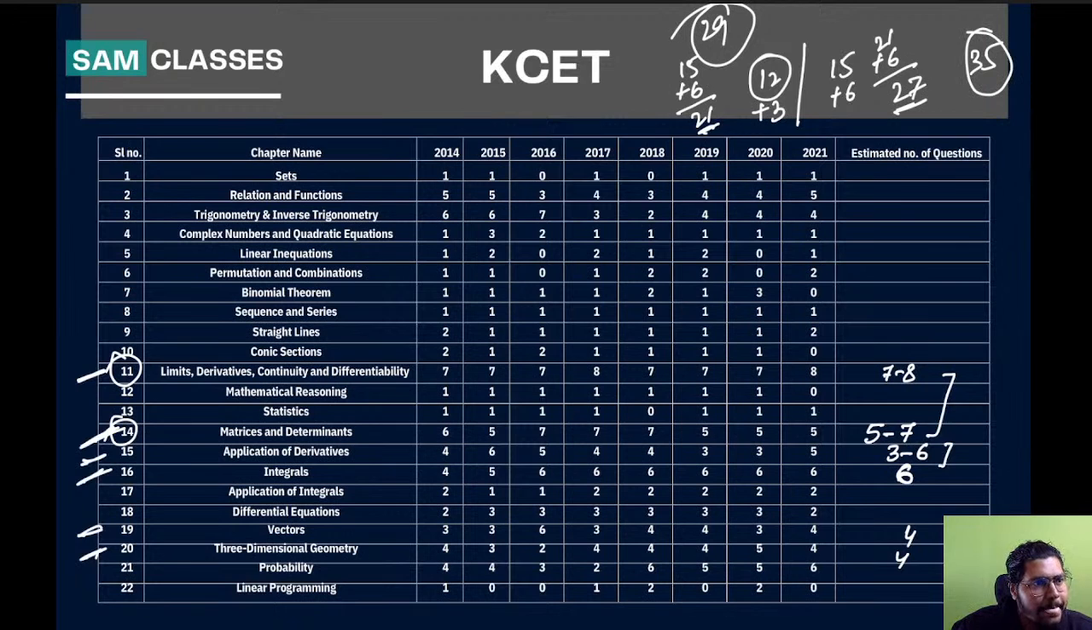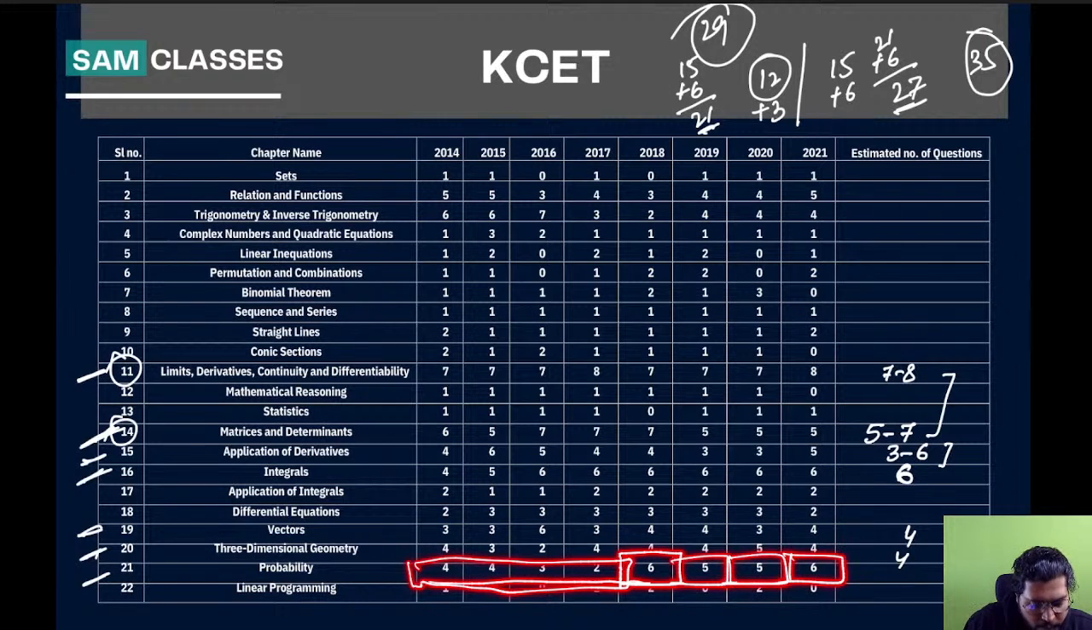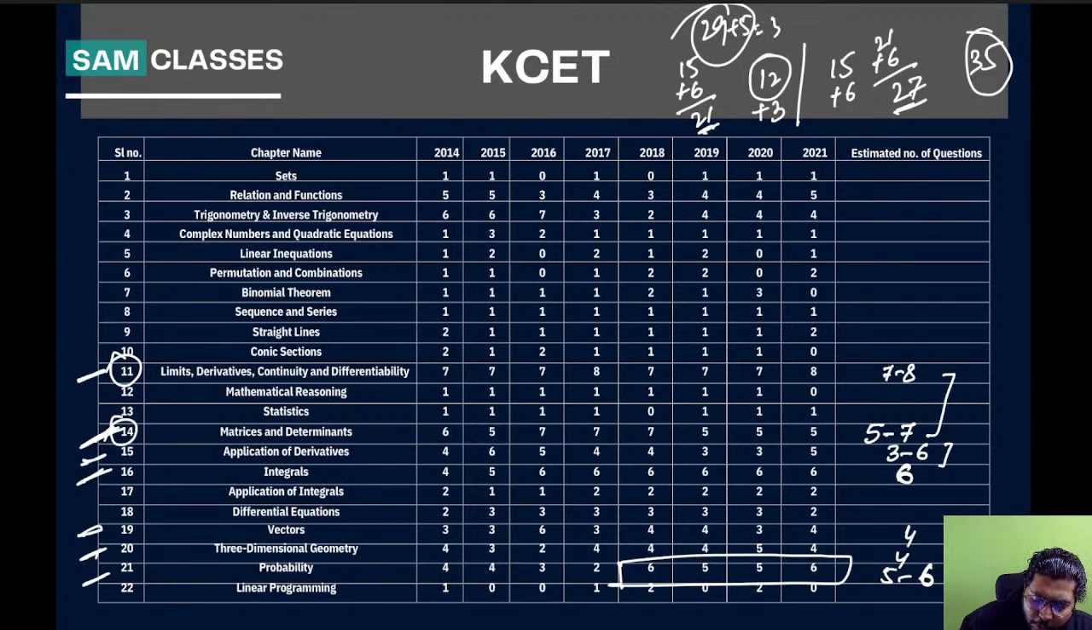Next, probability, very, very, very important. Earlier, in the initial days, it was not that important. But later, from 2018, 6 questions, 5 questions, 5 questions, 6 questions. So you can expect this trend to continue. You will get around minimum 5 to 6 questions. So here add 5, 34, plus 6, 41. So if I'm doing these topics, I got 41 marks till now if my luck is good.